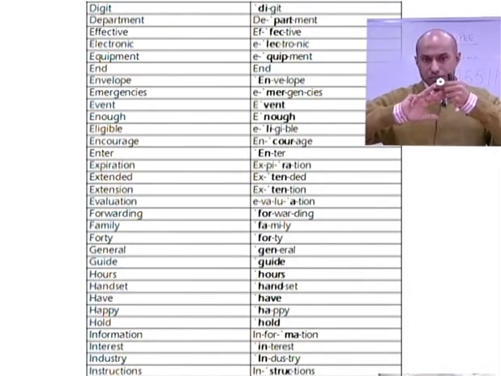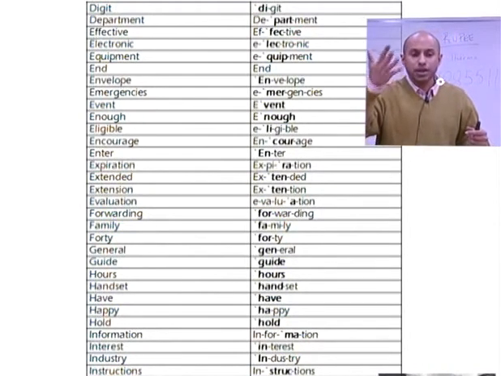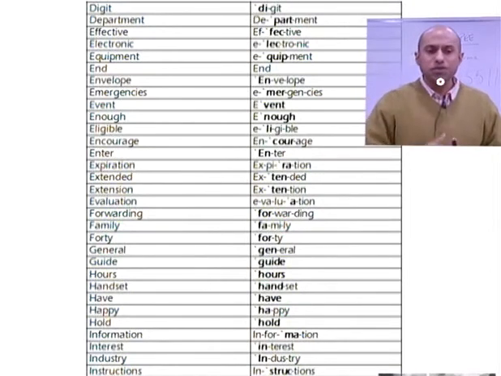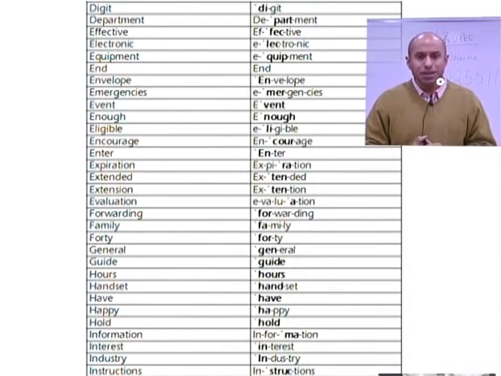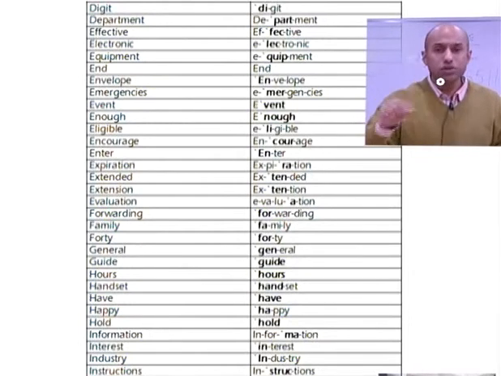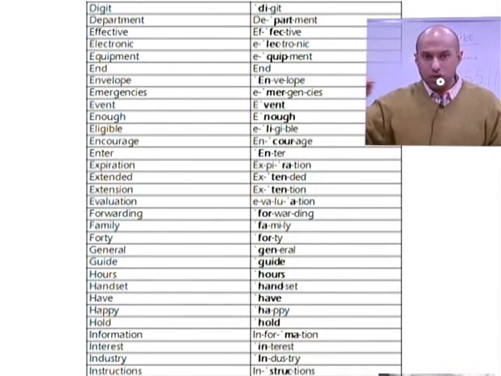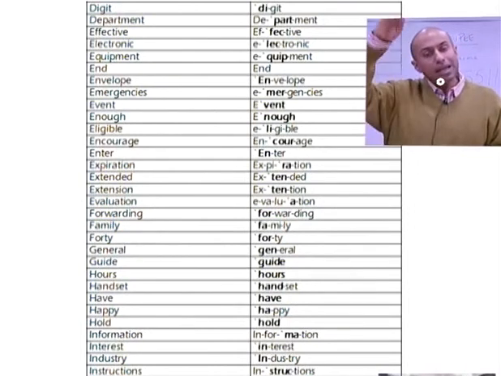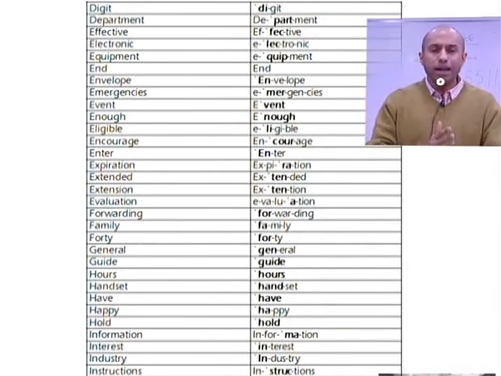Electronic. Yes, electronic. So where is the stress? Of course you can see it here, the lek gets the stress. So electronic. Yes, the lek goes up, electronic.